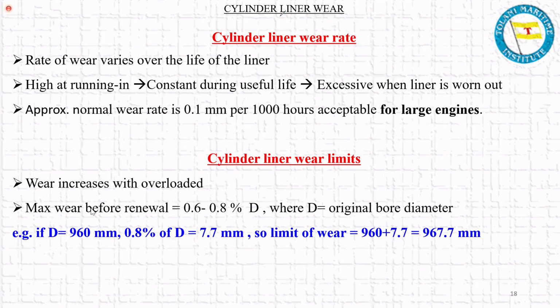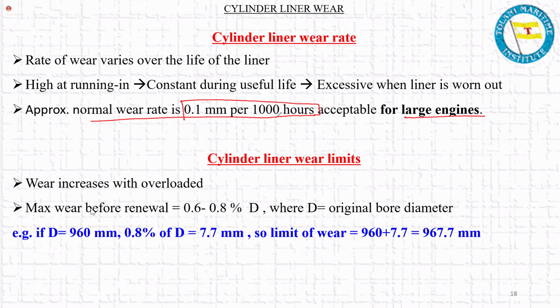You must remember this bathtub curve, which applies not only to the cylinder liner but to other equipment as well. This is generally considered to be true. It is high at running in, constant during the useful life, and excessive when the liner becomes excessively worn out. Approximate normal wear rate is considered to be 0.1 mm per 1000 hours. For large marine two-stroke crosshead type marine diesel engines, the acceptable normal wear rate is considered to be 0.1 mm of the liner diameter.